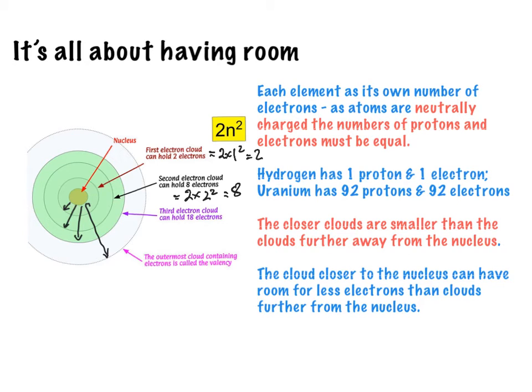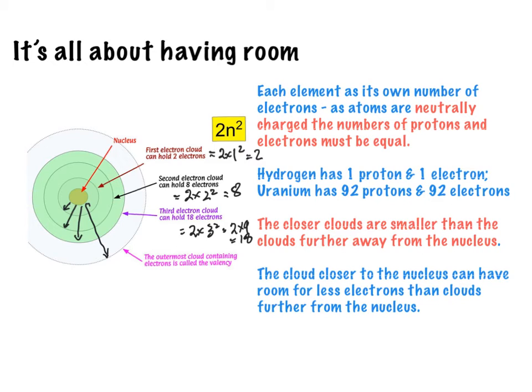The third one is 2 times 3 squared, which is 2 times 9, or 18. So that's the maximum number of electrons I can fit in the third shell. I hope this is becoming a little bit obvious now. Alright, so all this matters.